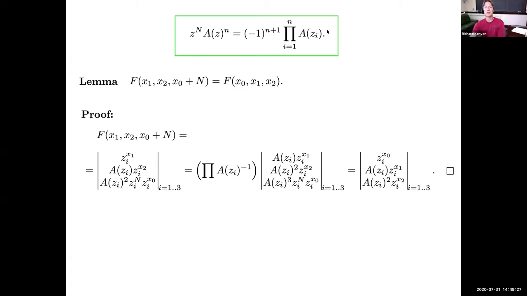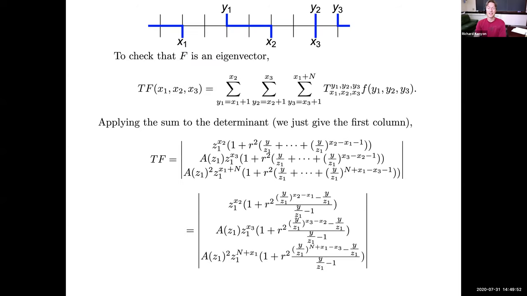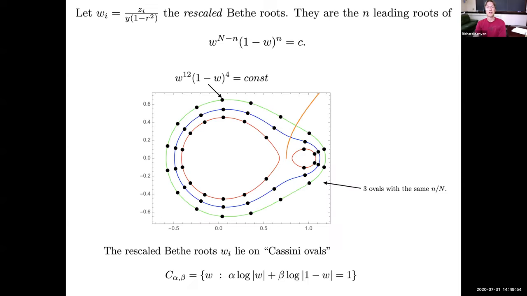Because the right-hand side is a symmetric function of all the beta roots, all little n beta roots, each beta root has to satisfy exactly the same polynomial equation: z to the capital N times a of z to the little n equals a constant, right? A priori, we don't know what that constant is, but we can adjust the constant later to be the correct value.